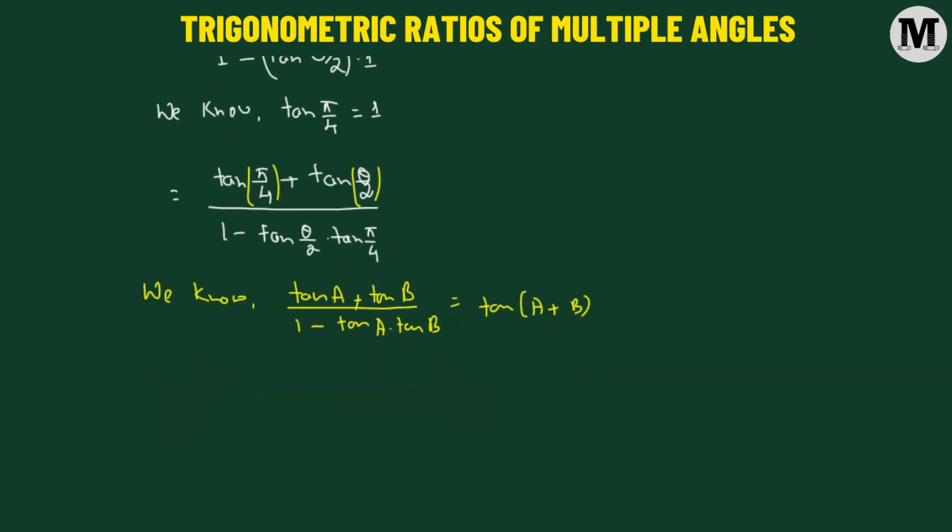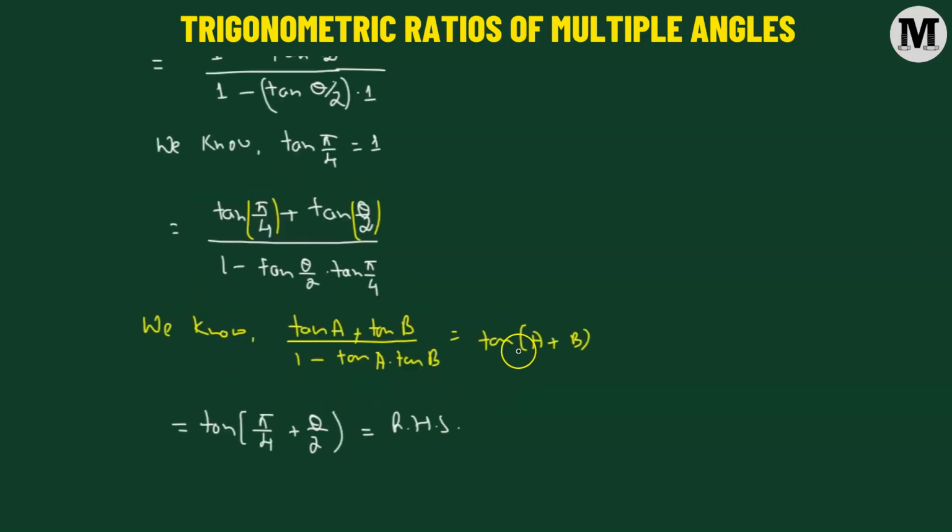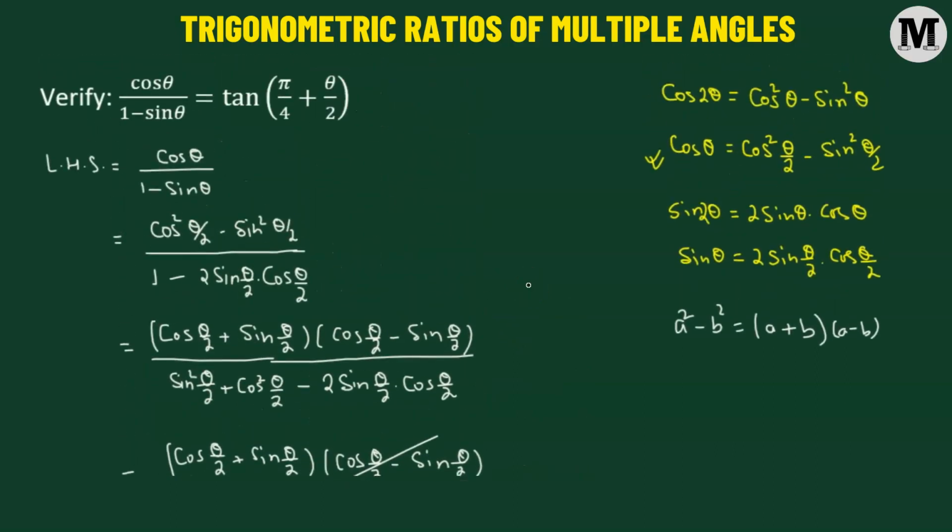So when we use this formula, we are finally going to get tangent of A, so A will be pi over 4 added to B, so B is theta over 2, and this is exactly the expression on the right hand side. So let's check. We needed tangent of pi over 4 plus theta over 2. Yes. So we have successfully proved the problem.